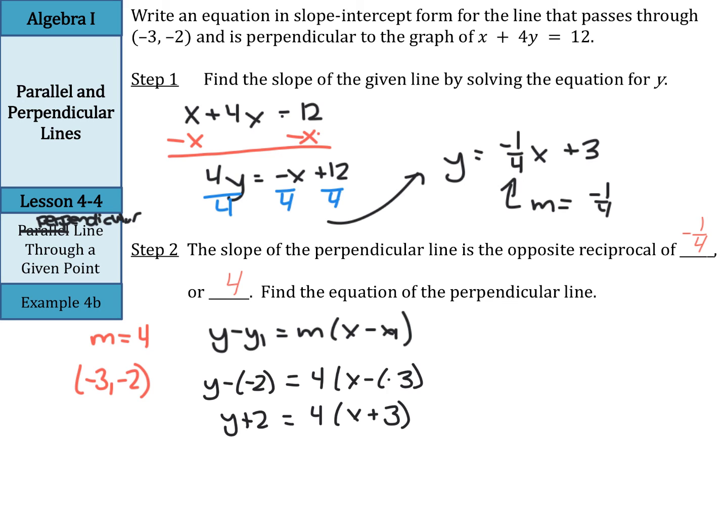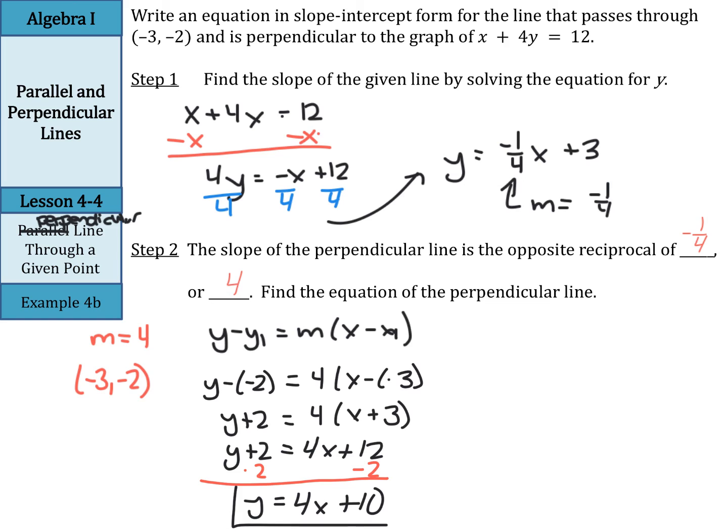Now we can distribute. y plus 2 equals 4x plus 12. And now finish by subtracting 2 on both sides to get the y alone. So our final answer here, y equals 4x plus 10. A lot of steps to follow, but if you are organized in showing your work, and remember the rules that parallel lines have the same slope and perpendicular lines have slopes that are opposite reciprocals, you'll do just great.